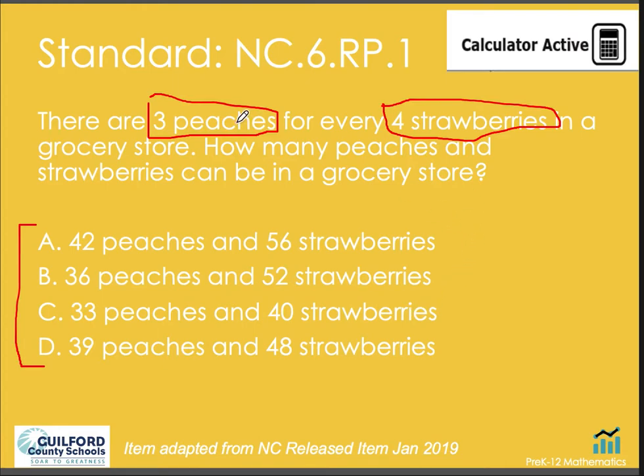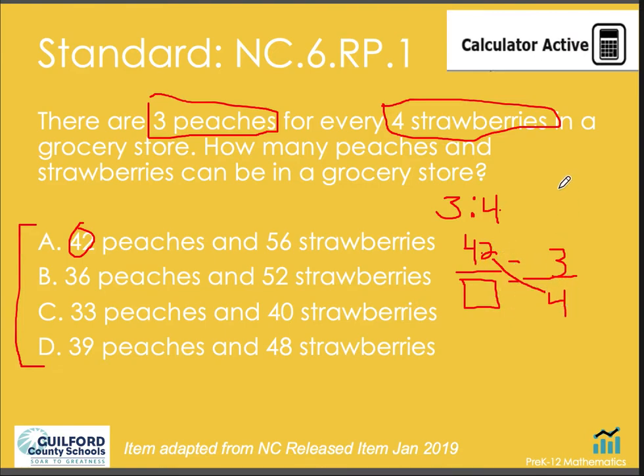When I'm finding ratios, we have a ratio of 3 peaches to 4 strawberries. So we have that 3 to 4 ratio, and we can check the choices. Start with 42. Remember, we talked about cross multiplying. 42 peaches is going to be the same as 3 peaches for every 4 strawberries. So I put 42 right here, and I need to find out if 56 is supposed to be here. I do that by cross multiplying.